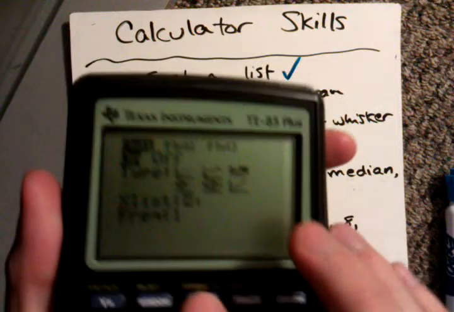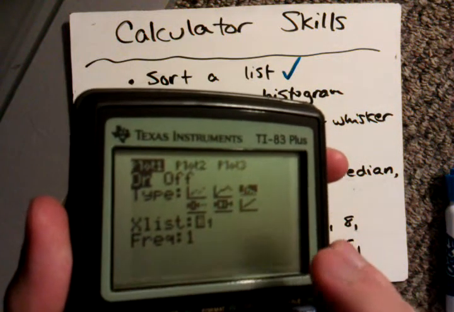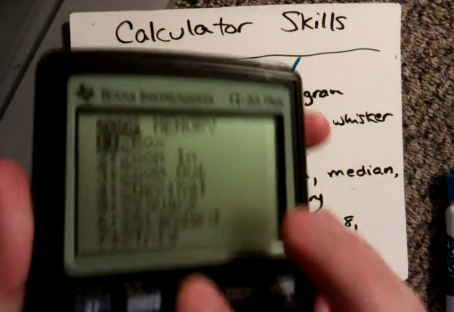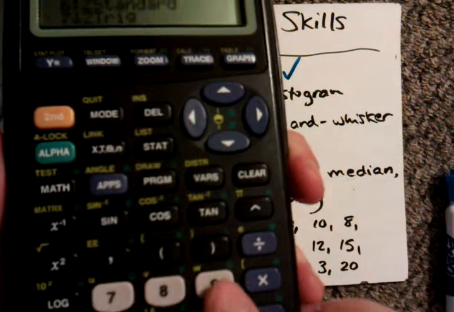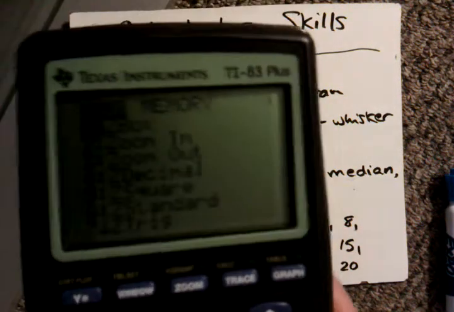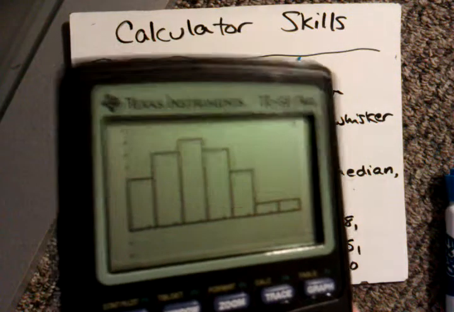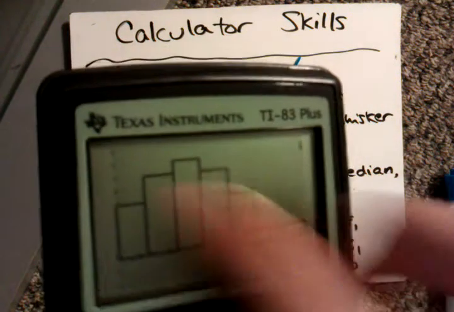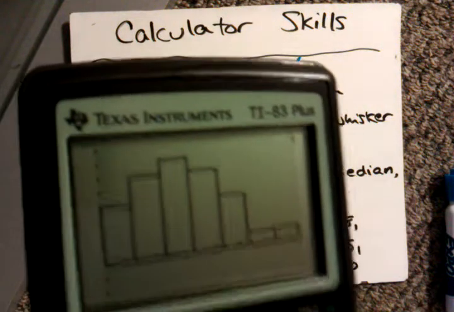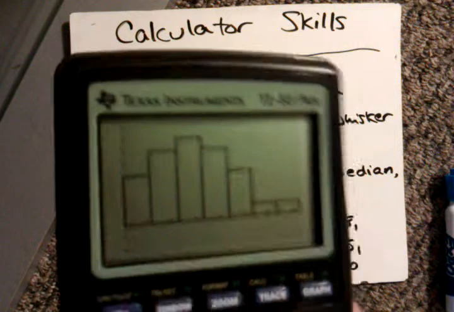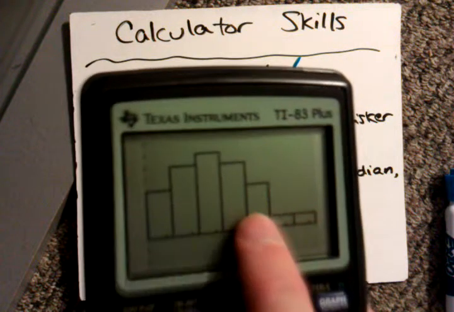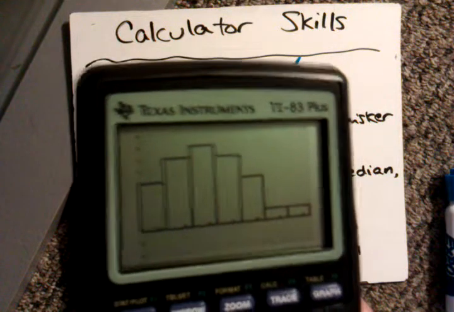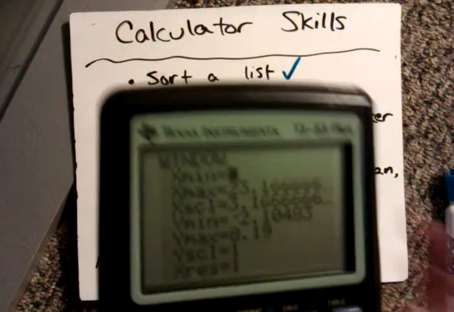If you want to go ahead and have the calculator fit your window for you, you can press zoom. Zoom button's right there. And then number 9, that's zoom stat. And it'll fit it so that your data can be seen pretty easily on the window. You can then go through and change the class width. Maybe you don't want to have 1, 2, 3, 4, 5. Maybe you don't want 7 classes. Maybe you want more or less.